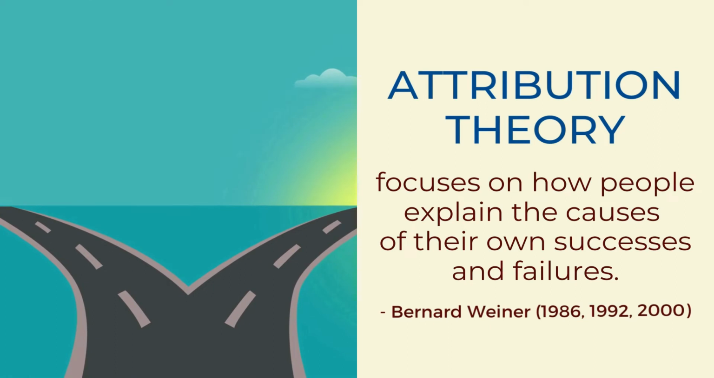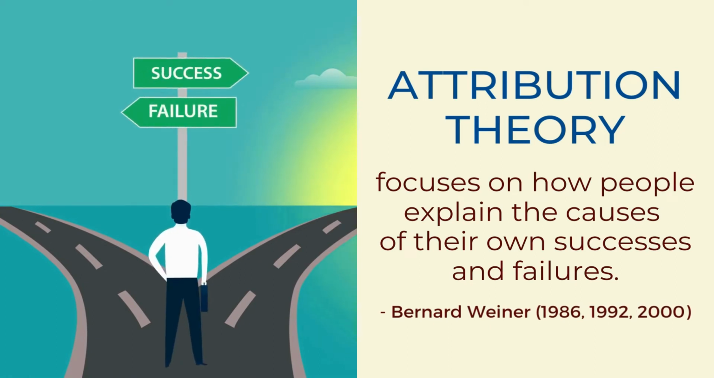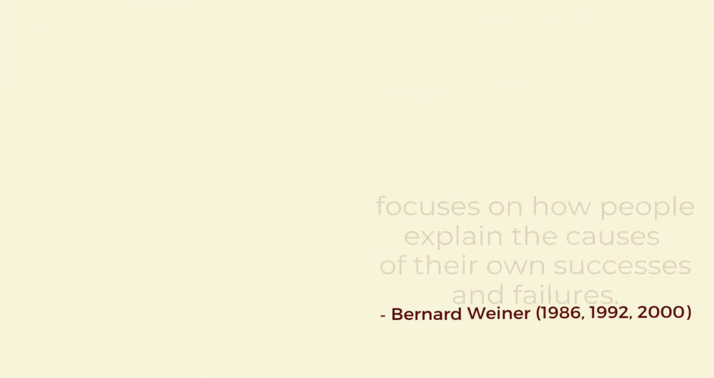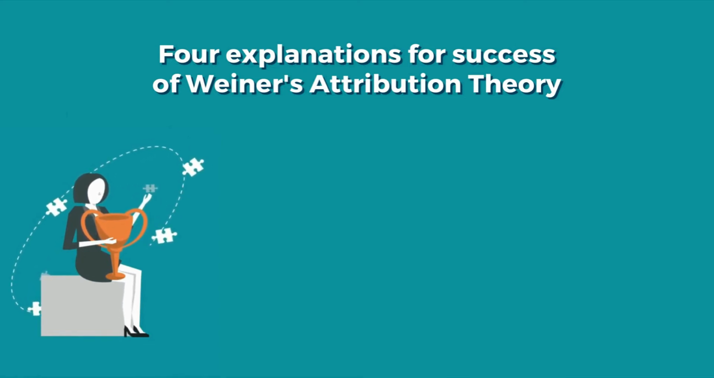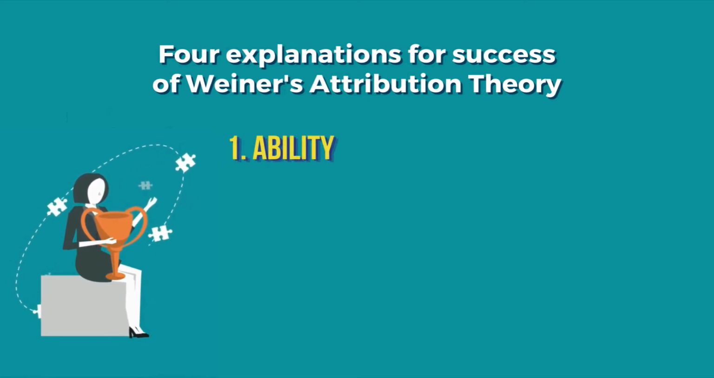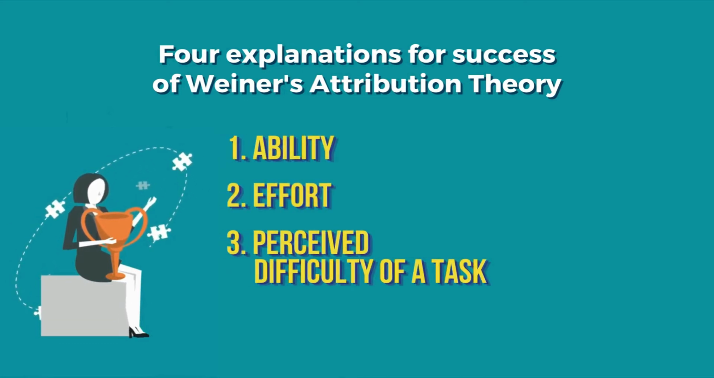Attribution theory focuses on how people explain the causes of their own successes and failures. That is according to Bernard Weiner in 1986, 1992, and 2000. Weiner and others, Slavin 2003, Dörnyei 2001, Williams and Burden 1997, describe attribution theory in terms of 4 explanations for success or failure in achieving a personal objective: ability, effort, perceived difficulty of a task, and luck.